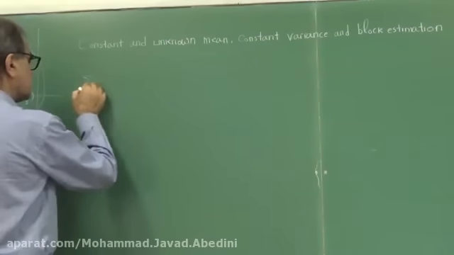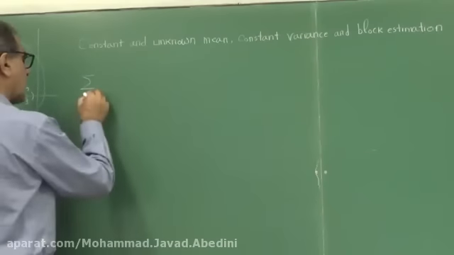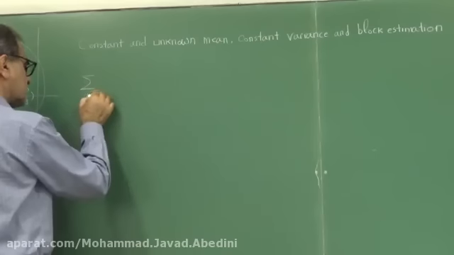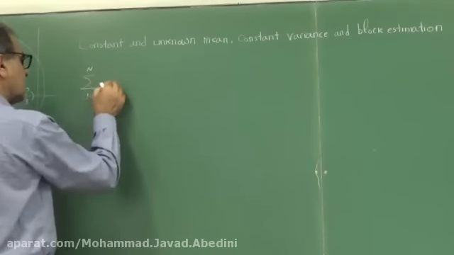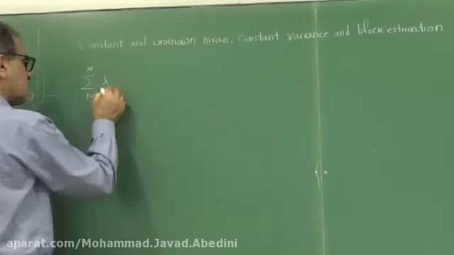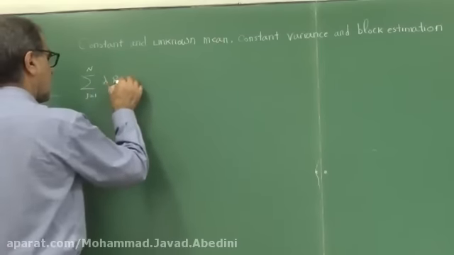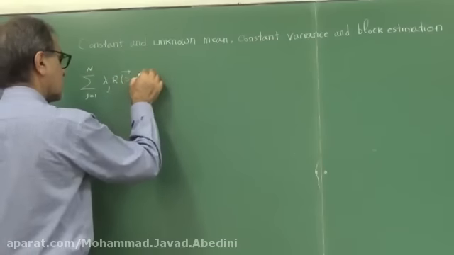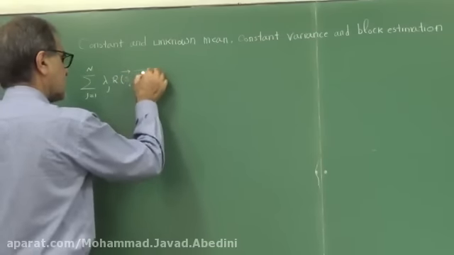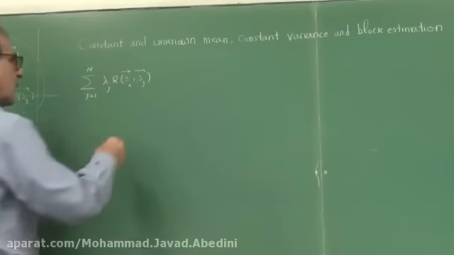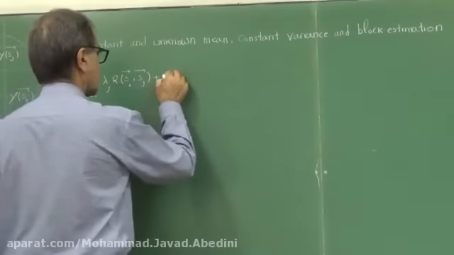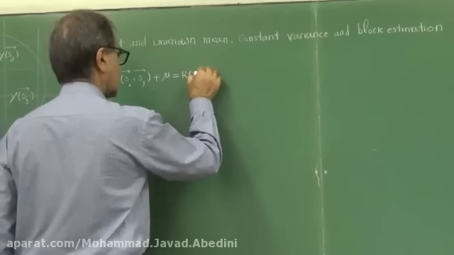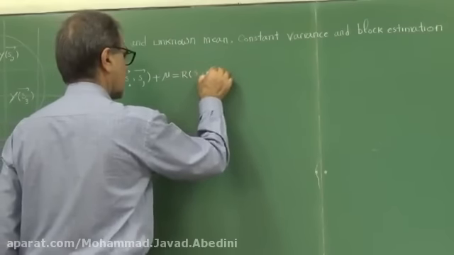Summation j from 1 to n, lambda j, r sub si sj, plus mu, equals r sub s0 si.